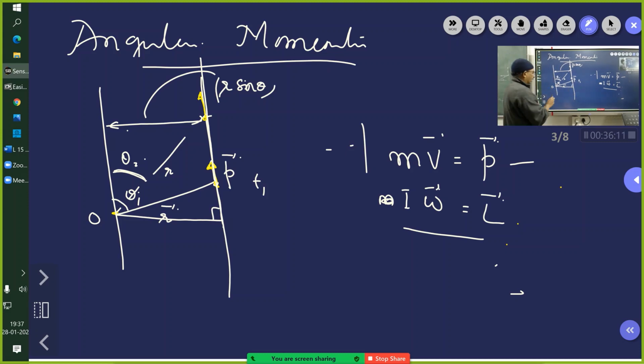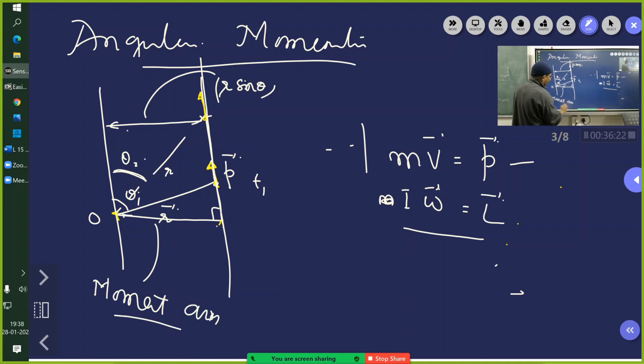And this one we designated as the moment arm. So this moment arm is constant. So it is mv bar into moment arm, and the moment arm is not changing. See, r is increasing, theta is decreasing. Therefore, the r sin theta product will remain constant, and therefore the angular momentum is not changing.